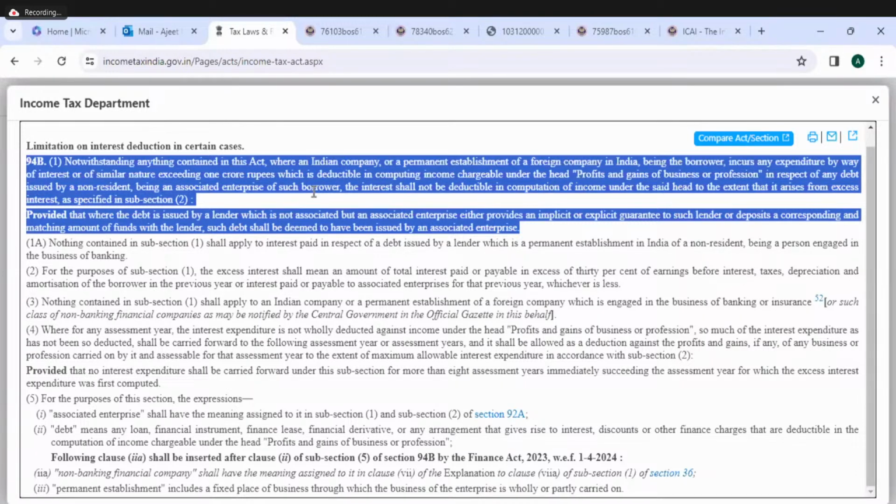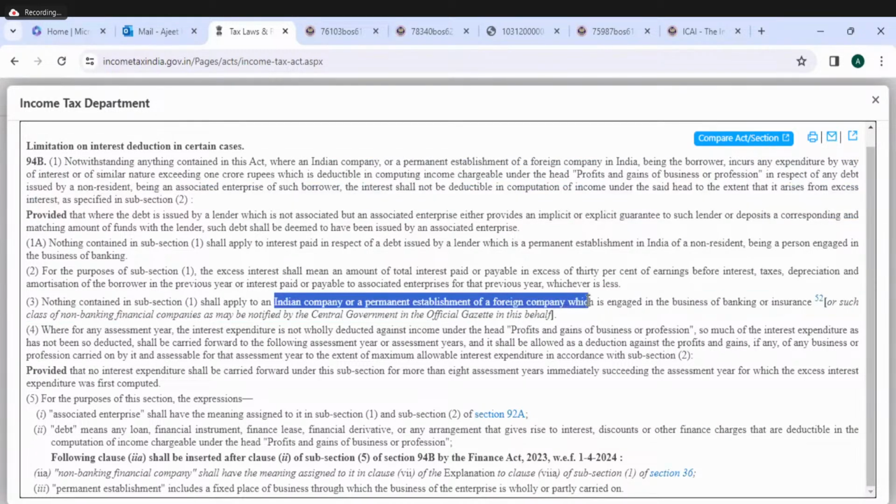So this is about the applicability. Then there is a certain condition about the non-applicability, to whom this section would not apply. The section would not be applied to an Indian company or a PE of a foreign company which is engaged in the business of banking or insurance, or such class of NBFC as may be notified by the central government. So if our company WTL is engaged in the business of banking or insurance, then 94B would not be applicable to WTL.